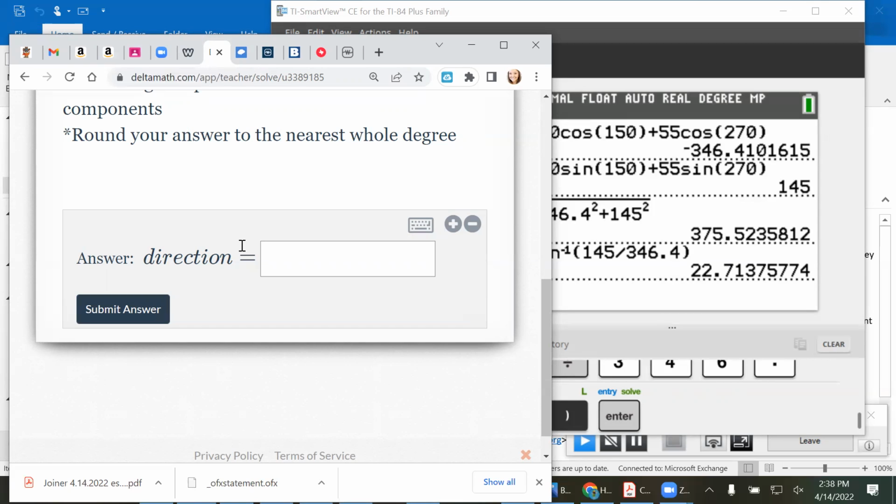Yes, ma'am. They're giving you the direction, yeah. The only time you have to find it is if it says like south 45 east or something like that. Because you have the old one, right? Yeah.